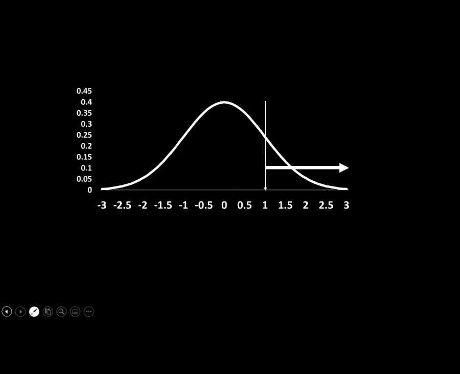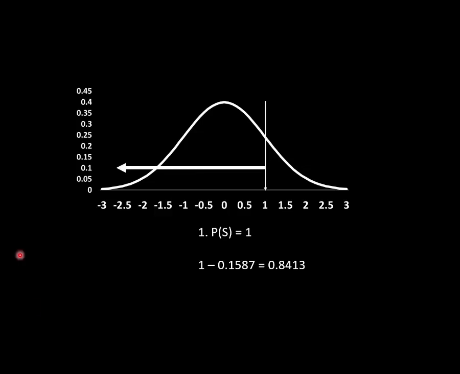What about below 1? What's the probability of getting a score less than 1? Well, once we know the probability of getting a score bigger than 1, we can just use the first axiom of probability, right? Remember that the probability of S, the probability of something happening in this experiment, is 1. So if we know that the probability of getting something bigger than 1 is 0.1587, then we can just take that 0.1587 and subtract it from 1 and come up with the complement, which is 0.8413. So that would be the probability of getting something smaller than 1.